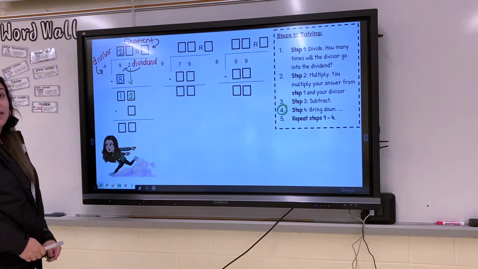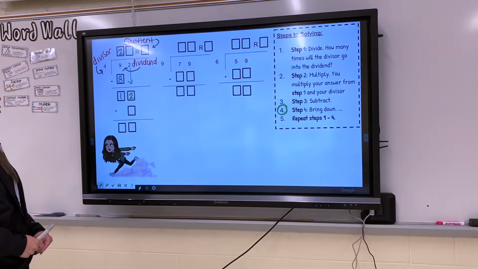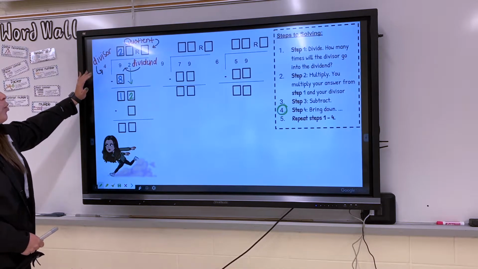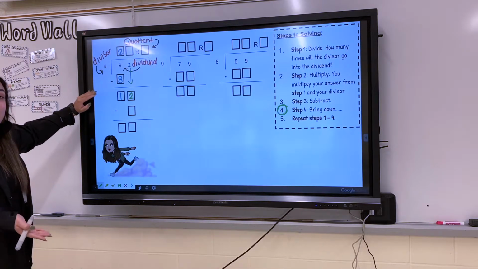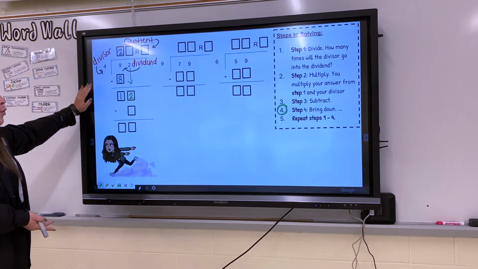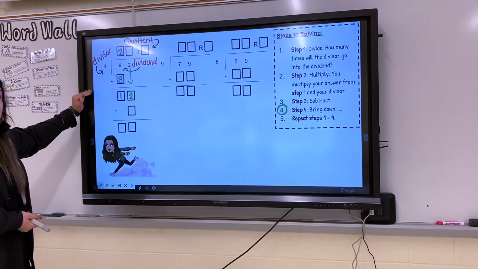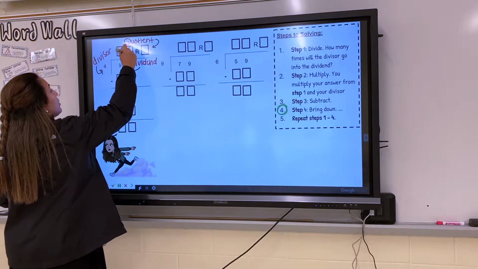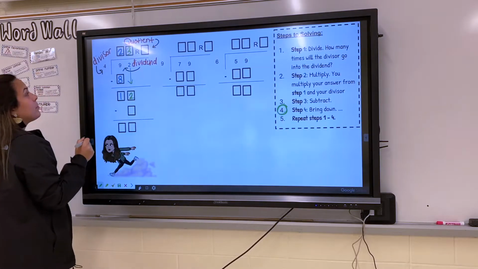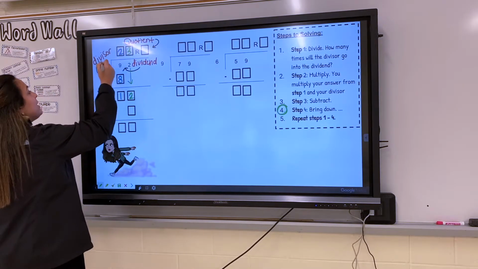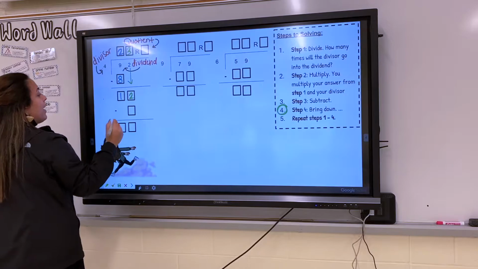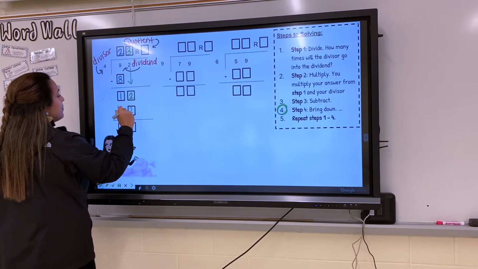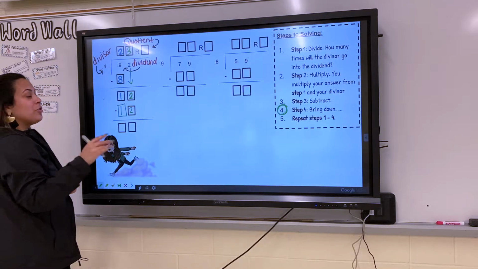And then we repeat steps 1 through 4. So now we want to divide 12 by 4. We want to see how many times 4 can go into 12. Luckily for us, 4 is a factor of 12. So 12 divided by 4 is 3. So I'm going to put 3 at the top. 3 times 4, because the next step is to multiply, is 12. I should put a box right here. On yours, you will have a box.